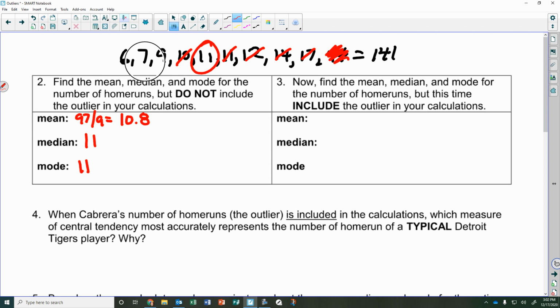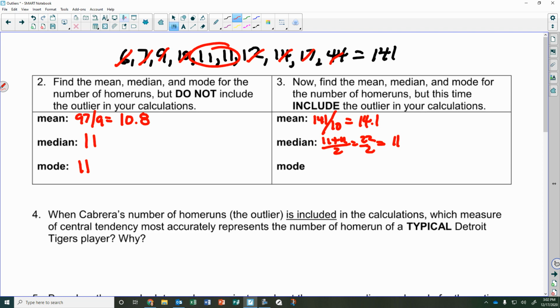Okay. Now, we go to the data that includes the outlier. So that's 141, because we told you that already. And we're going to divide that by 10, which makes 14.1. Now if I do the median, we go here and here, and then work our way into the middle. We've got 2 left. So if we average these together, we've got 11 and 11. Technically, this is 22 over 2, which is 11. You knew that was 11 already. And then the mode is still 11. So the mode and the median don't change for both sets of data.